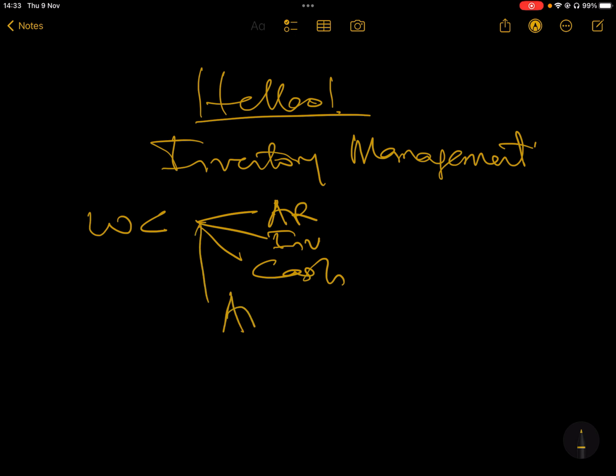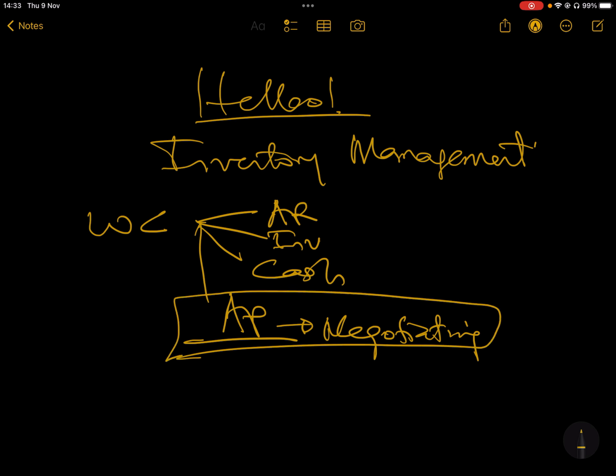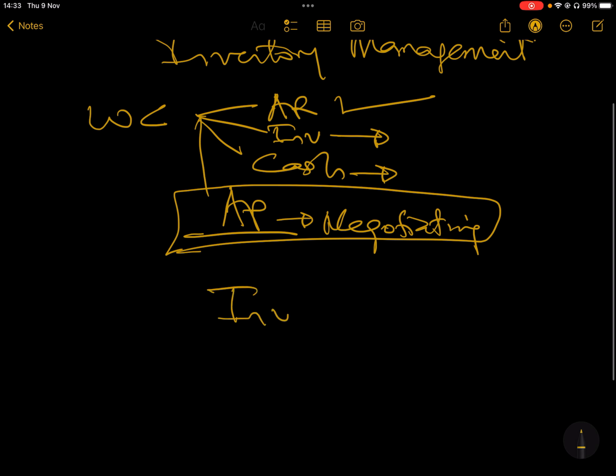There's also account payable, but account payable is very straightforward. What you want to do is to maximize this as much as possible, and that can be done by just negotiating with your supplier. So we're not spending time on managing account payable. Account receivable, we've covered that in my previous videos. Now today we want to look at inventory, and in subsequent videos I'll also look at cash management. So let's focus on inventory management.